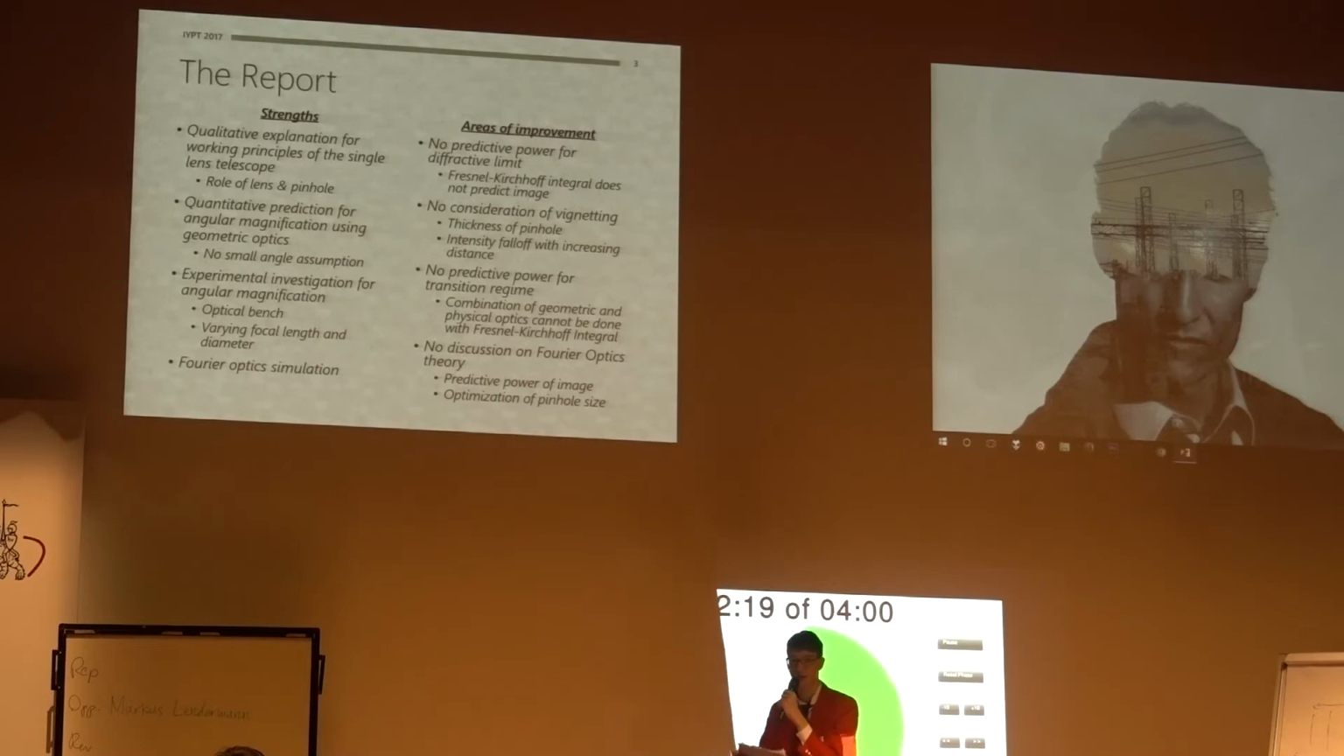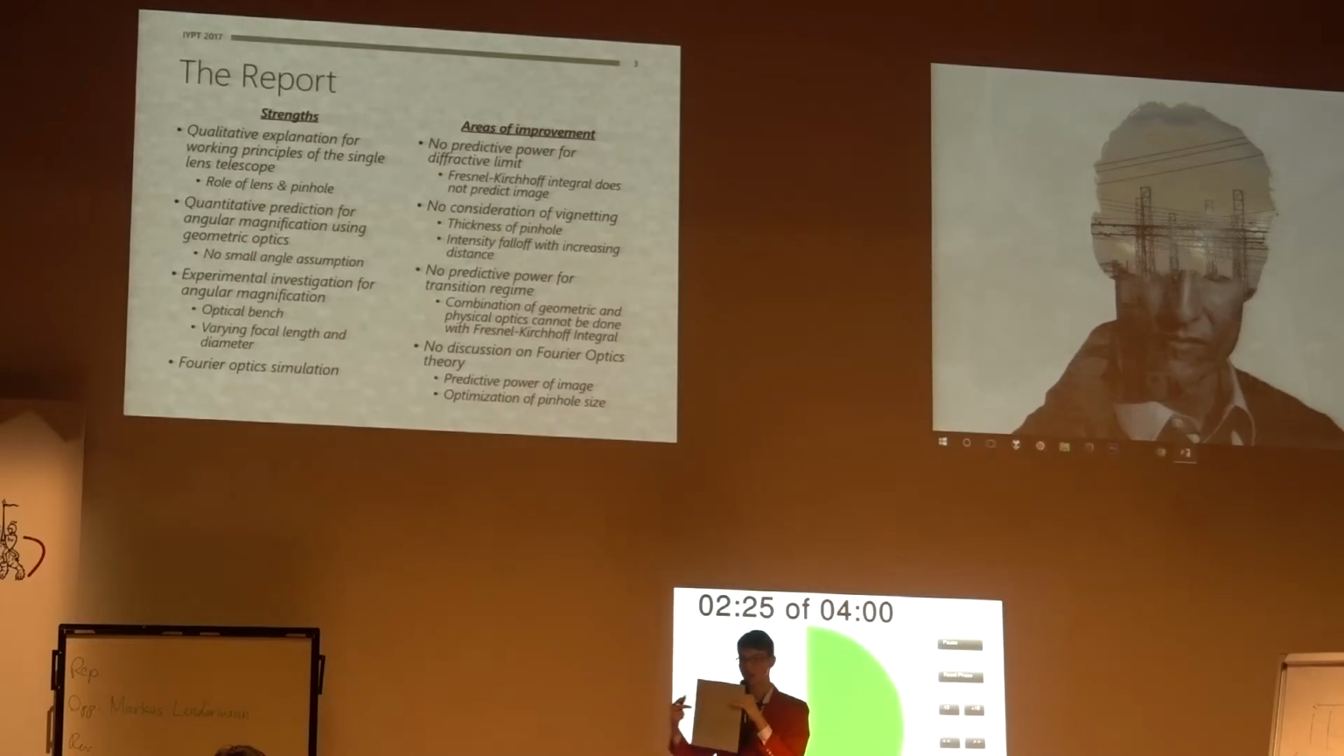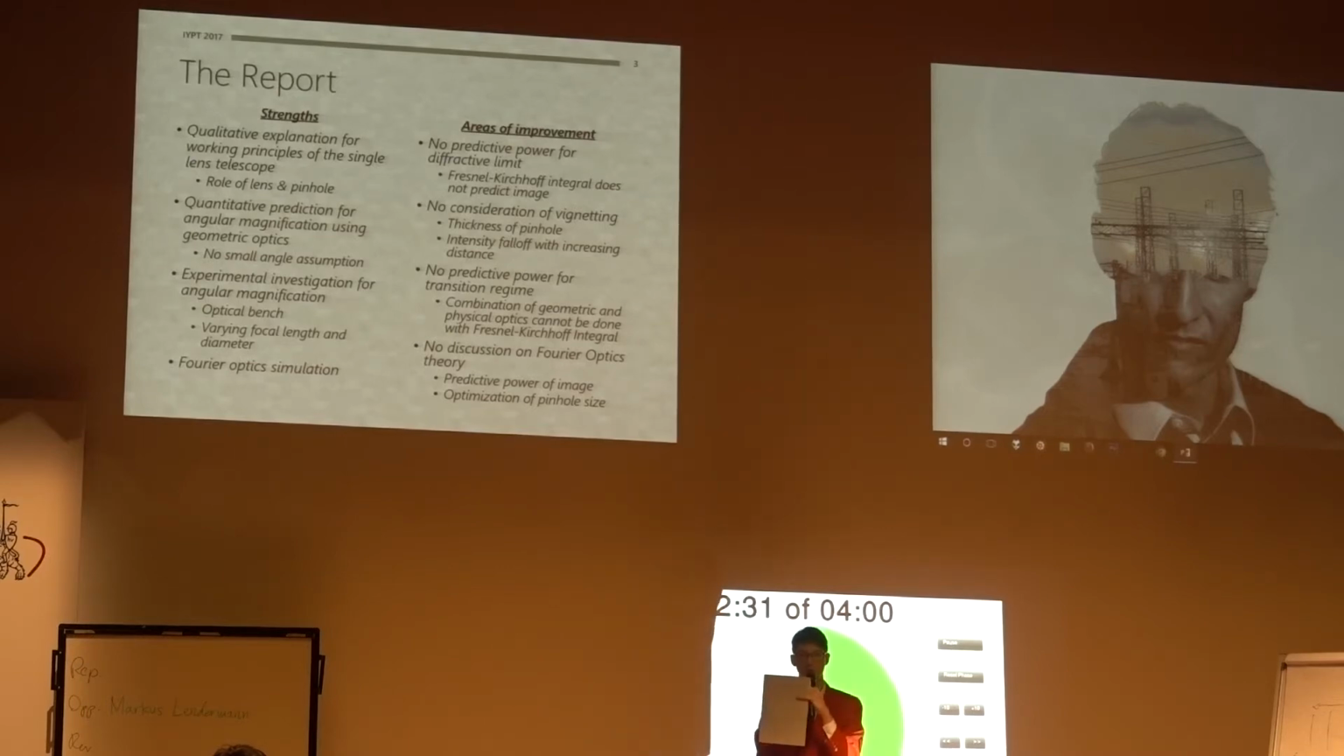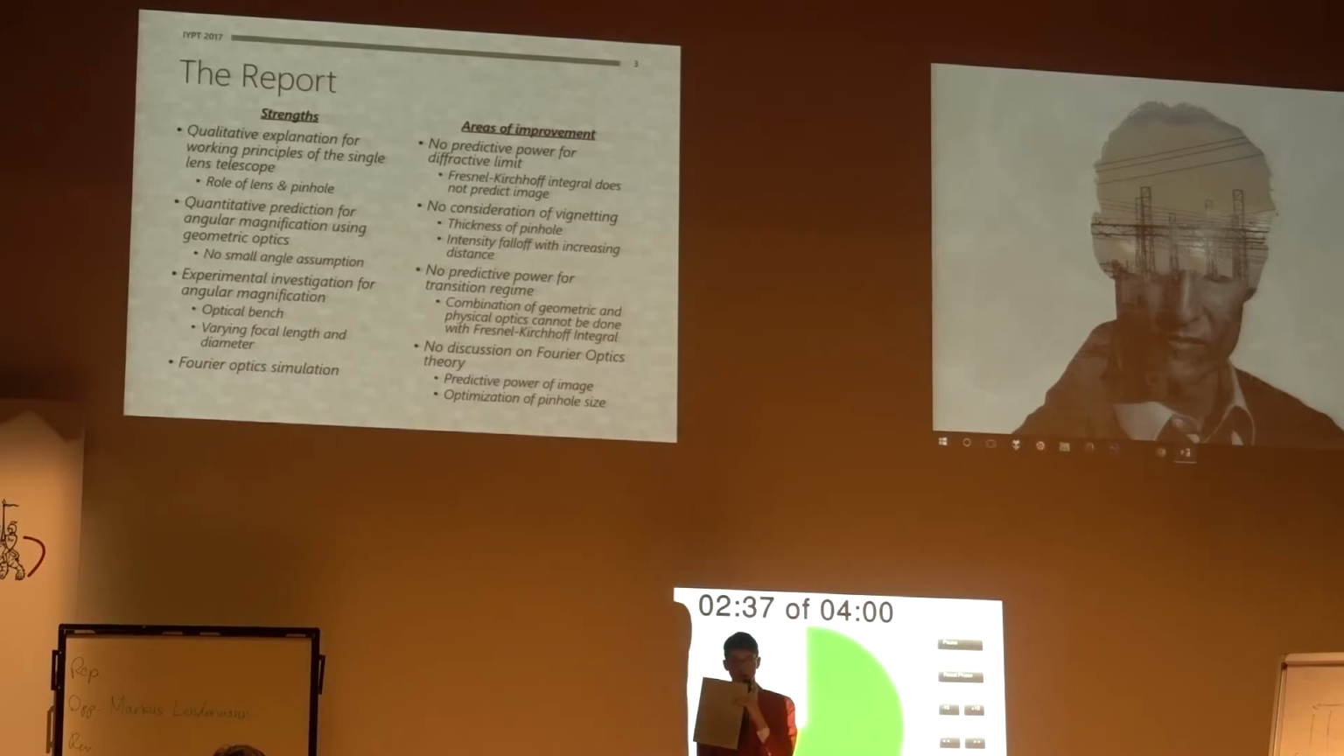Next, there was no consideration of vignetting due to some effects. Firstly, I think the thickness of the pinhole is rather significant, because if the pinhole is very thick, light rays can actually reflect off the inside of the pinhole, and this could create an intensity fall off near the edges of the image. And there was no actual intensity image prediction given by the reporter, and there was no verification experimentally. So this is something I'd like to discuss later during the discussion.